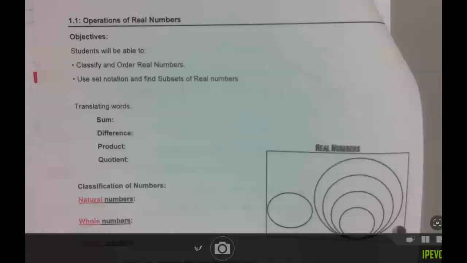Organization. So what are we going to do to classify and order real numbers? Use set notation, find subsets of real numbers. Those are the two objectives we're going to do today. They're pretty simple. It's not bad.